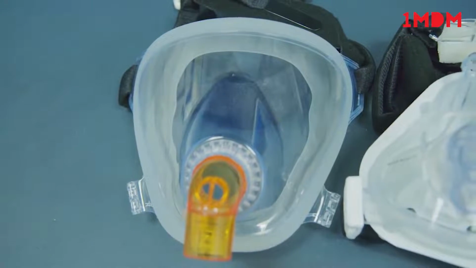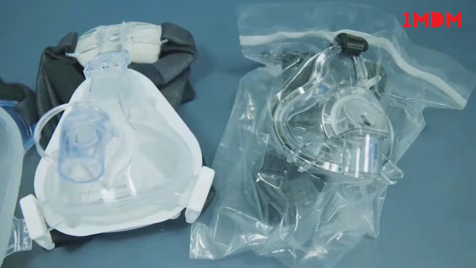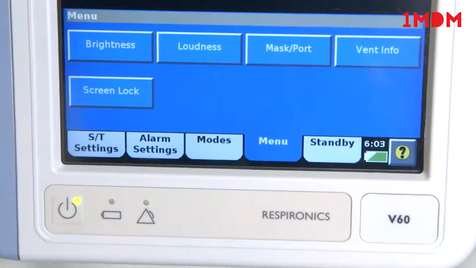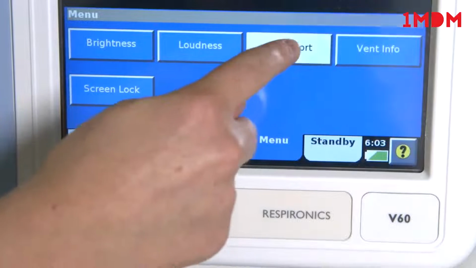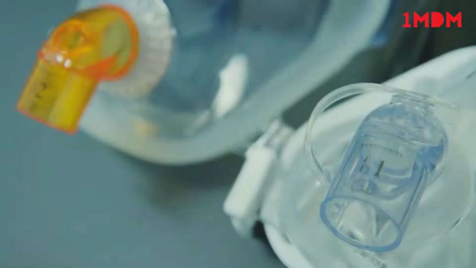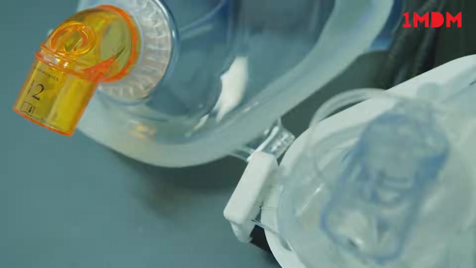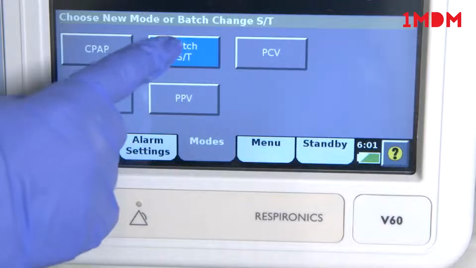Once the circuit is connected, it is important to select the correct size mask for the patient. Switch on the machine and select the appropriate interface in the mask port section under Menu. This should correlate with the expiratory port number on the selected mask. In the Mode section, select ST.